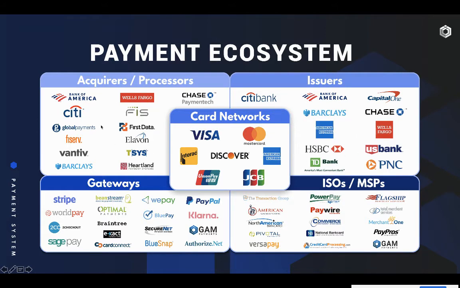On the other side, you have the acquirers and processors. Those are the companies like your FIS, Vantiv, TSYS, Heartland, Citibank, Bank of America, Chase, that essentially allow you to go out there and write merchant accounts. Then essentially you have ISOs or independent sales organizations or payment service providers like us at GAM. Then you have the gateways. So effectively a gateway is going to talk to a payment system and then the acquirer and processor. So your message and your data goes from one to the other. The gateway is literally just the rails that connect the two.